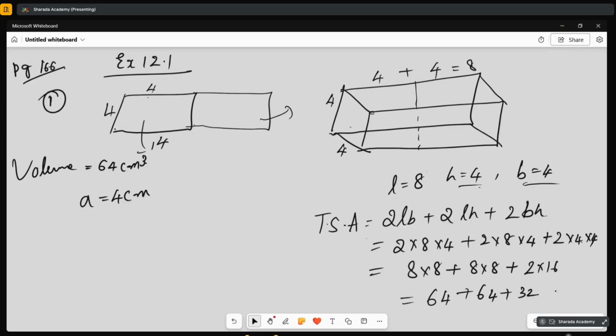So the volume is 64, from that we get each side. When you combine together, what happens? Length will become 2 times. Breadth and the height will be the same. So it will be 64 plus 64 plus 32. 160 will be the answer. How much did you get? 160 centimeters square.